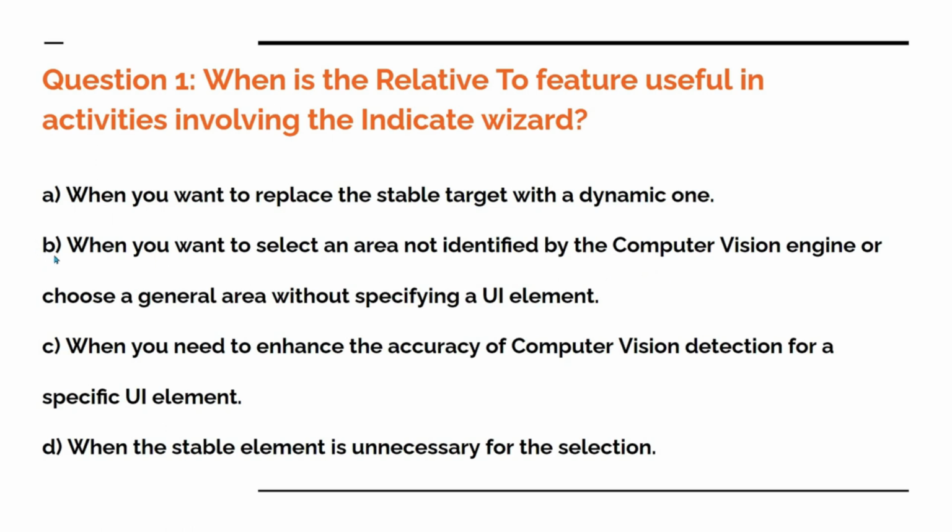So is this the right answer? Option C. When you need to enhance the accuracy of the computer vision detection for a specific UI element. Should you use it for this reason? D. When the stable element is unnecessary for the selection. Now tell me, out of A, B, C, D, which is the right answer?